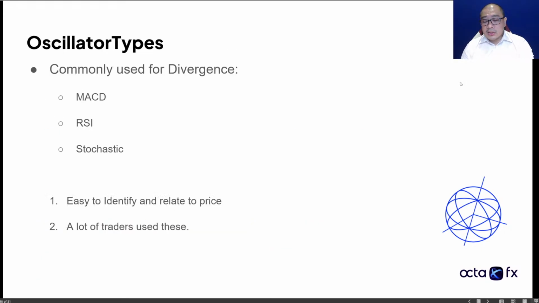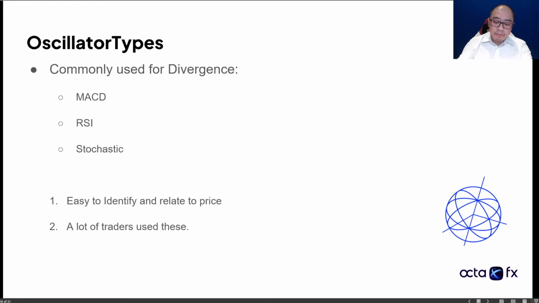Okay. The oscillator types that I would recommend you guys start with are the MACD, the RSI, and the stochastics. Again, it's completely up to you. But in terms of identifying divergence, they're all going to show you different divergences, with MACD being the slowest, the RSI being the fastest, stochastics being somewhere in the middle.